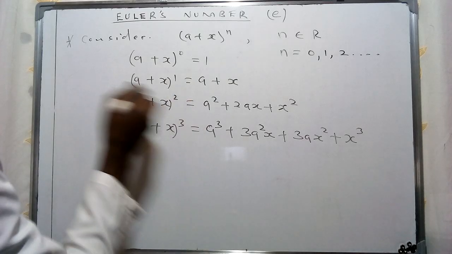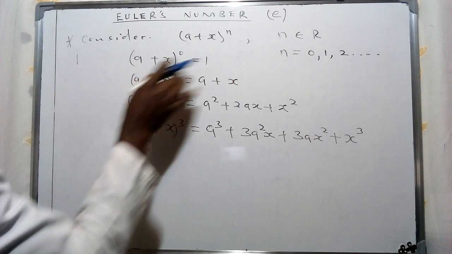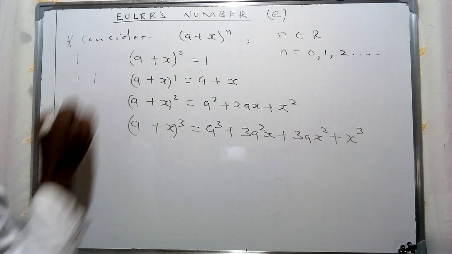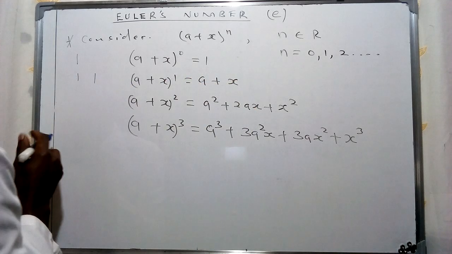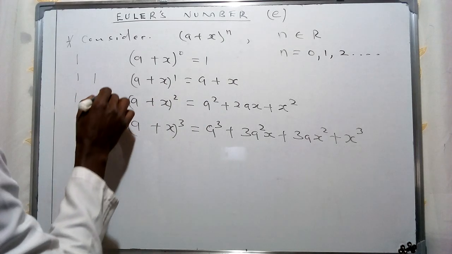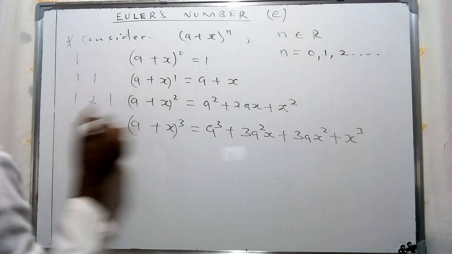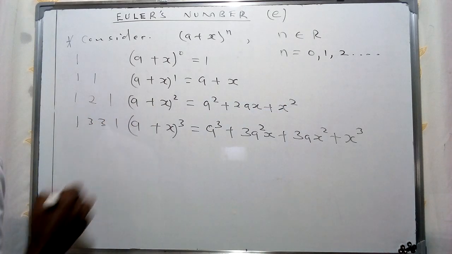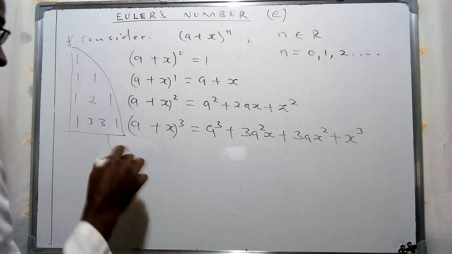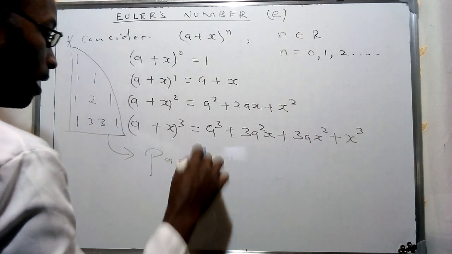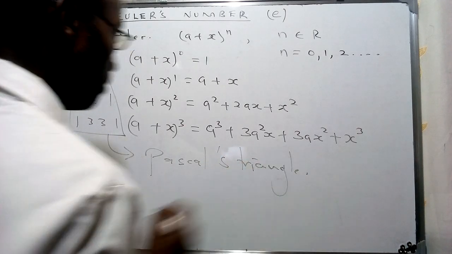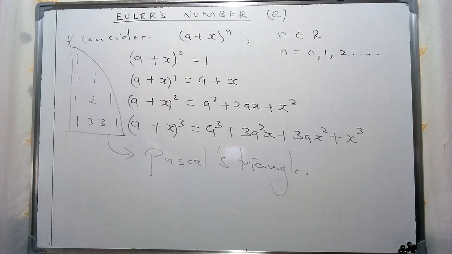Now, if we try to consider these coefficients, the first expression gives us a coefficient of 1. The second one is going to give us a combination of 1 and 1. The third expression is going to give us coefficients of 1, 2, and 1. And the last one is going to give us 1, 3, 3, and 1. Now, if we look at this, this is going to form what we refer to as a Pascal's triangle, which is given by this specific combination of the coefficients which we have just considered above.